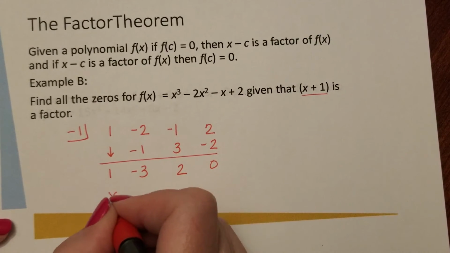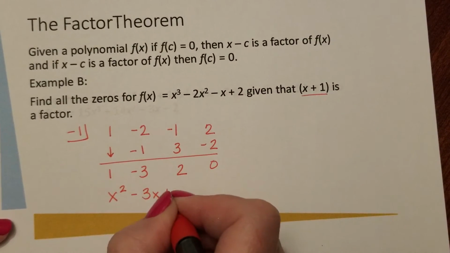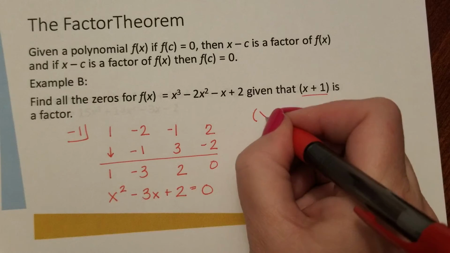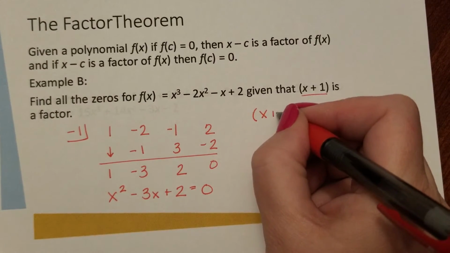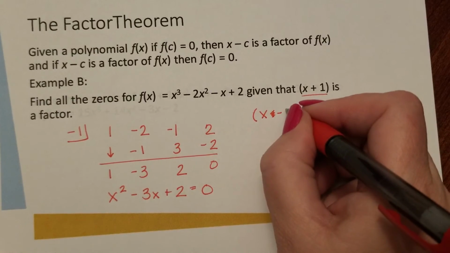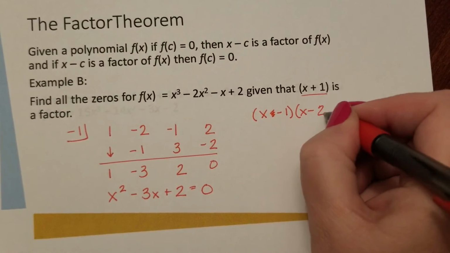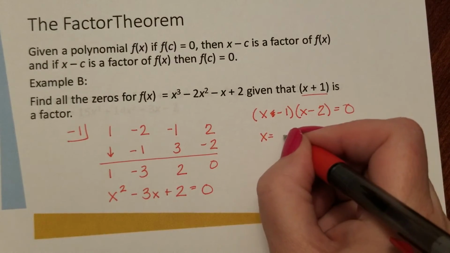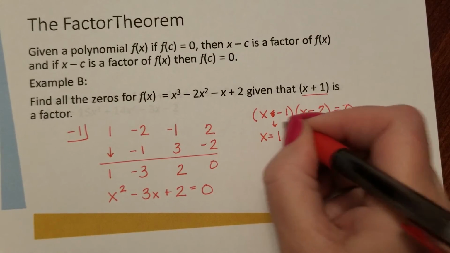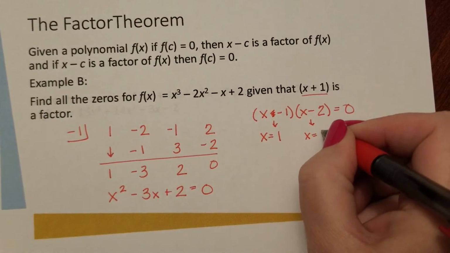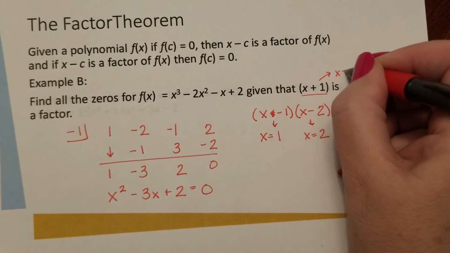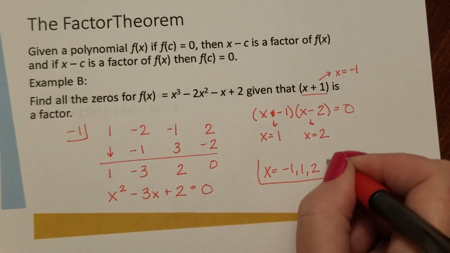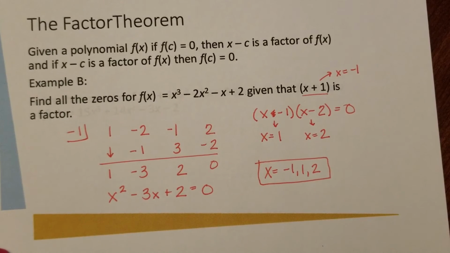That's going to leave me with x squared minus 3x plus 2. If I set that equal to 0, then I can factor that x minus 1, and x minus 2 is equal to 0. So I have x is equal to 1 for this one, x is equal to 2 for that one, and this one is x is equal to negative 1. So those are my factors, or my zeros.